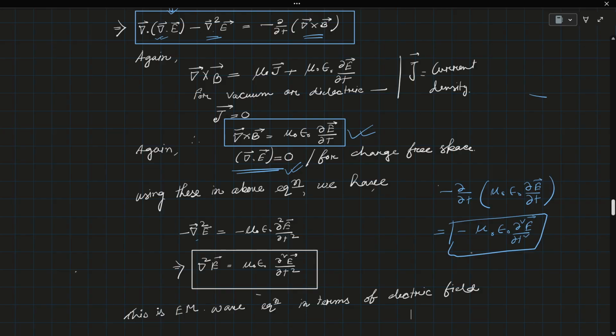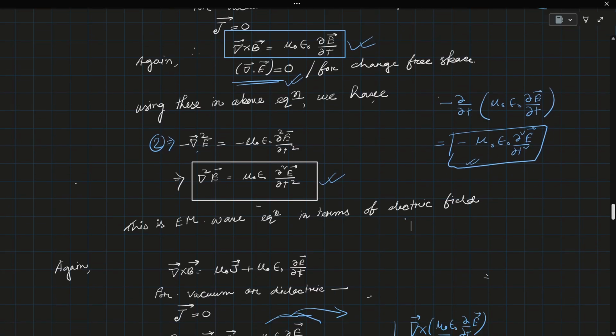What I have written here, let's say this is equation number 2. So equation 2 can be written like this: minus del square E equals minus mu naught epsilon naught del square E by del t square. This minus and minus will get cancelled. So what we have there is this equation, and this is the electromagnetic wave equation in terms of the electric field.